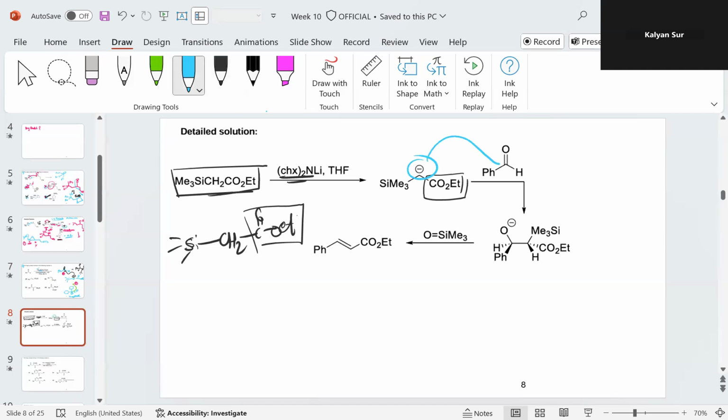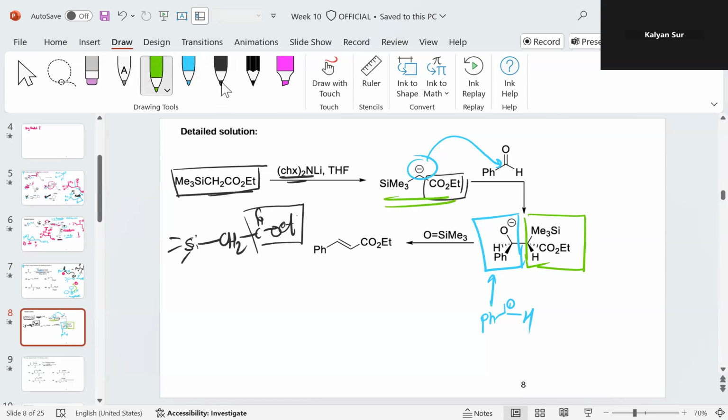Now this negative charge attacks this carbon, and it forms the O negative. So this is the part of the benzaldehyde, right? And this is the part of, I'll draw with green, some different color, this entire group. Now this O negatively charged form.